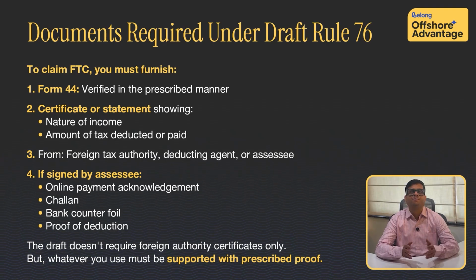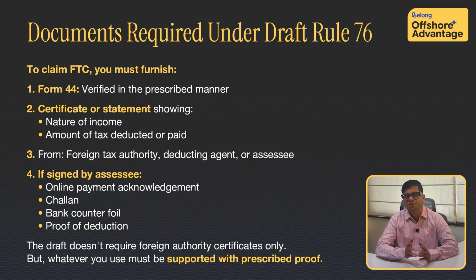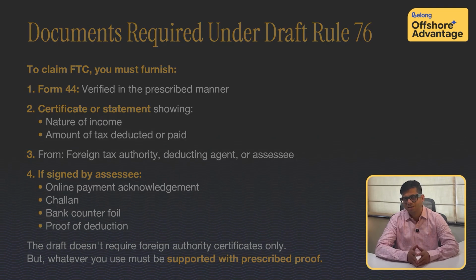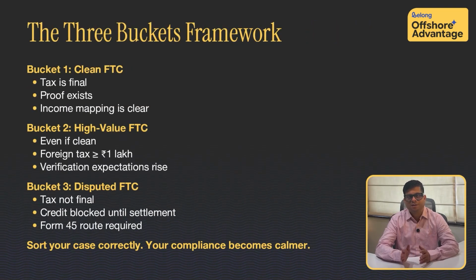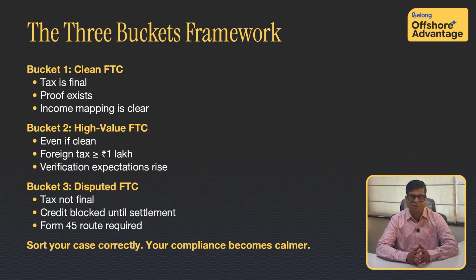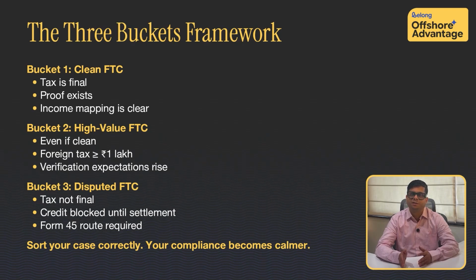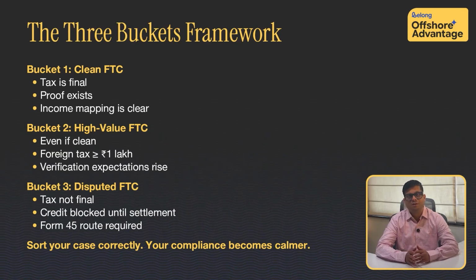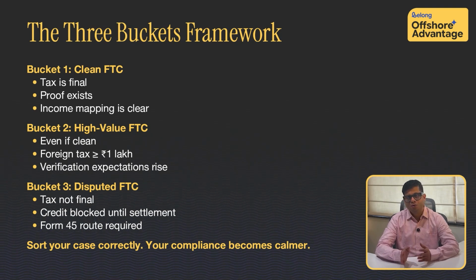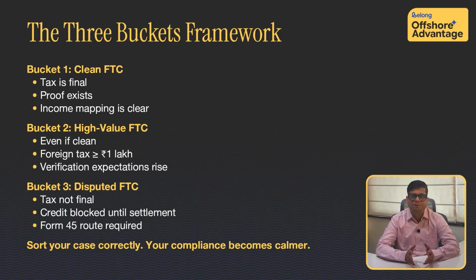Now let me give you a simple mental model because it keeps your retention safe and compliance safe. Think of FTC in 3 buckets. Bucket 1, clean FTC: tax is final, proof exists, income mapping is clear. Bucket 2, high value FTC: even if it is clean, the foreign tax paid is meaningful, so verification expectations rise. Bucket 3, disputed FTC: tax is not final, so credit is blocked until settlement, then Form 45 route. If you sort your case correctly into the right bucket, your compliance becomes calmer and more defensible.